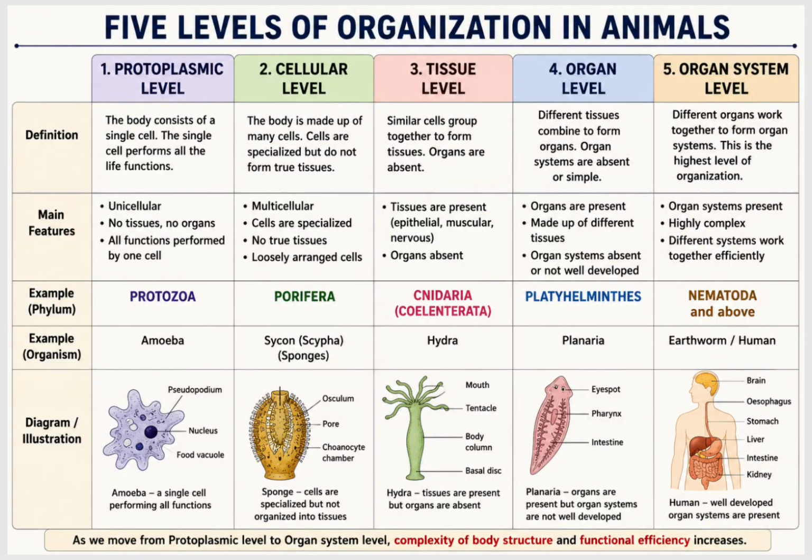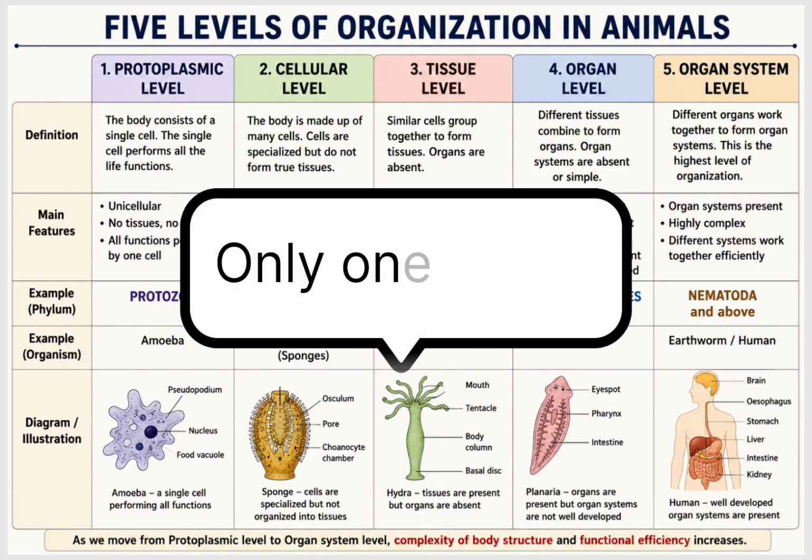So let's begin with the first basis of classification, and that is the level of organization. See, level of organization refers to how cells are arranged in an animal's body to perform different functions. Based on the complexity, there are 5 levels of organization. First is the protoplasmic level of organization. This is the simplest level of organization where the whole organism consists of only one cell.